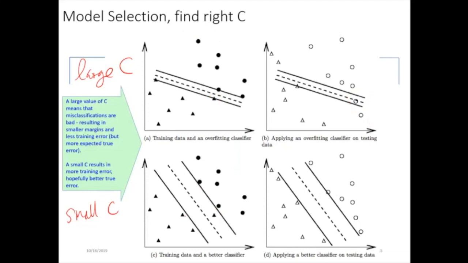So here is more like a summary. A large C value means classification errors are penalized heavily, but may lead to worse expected true error. A small C results in more training error, but hopefully a better true error.